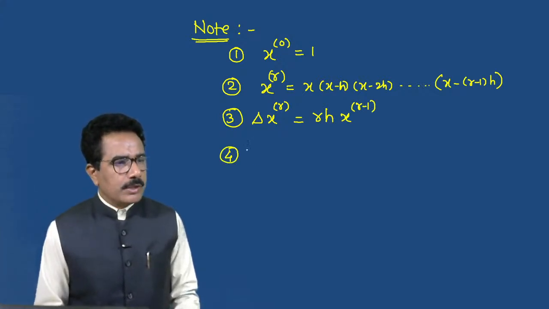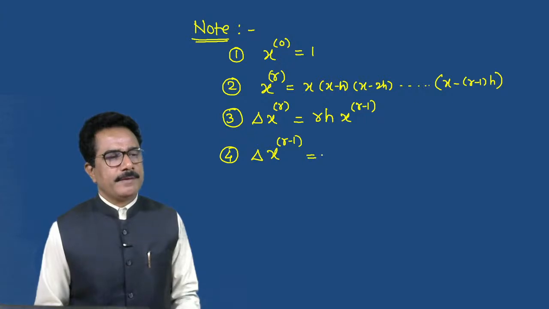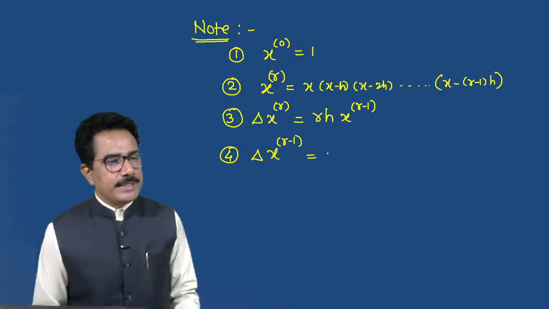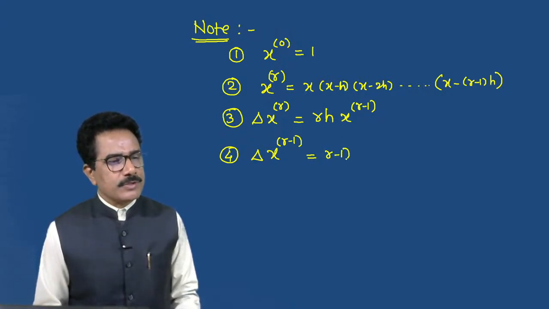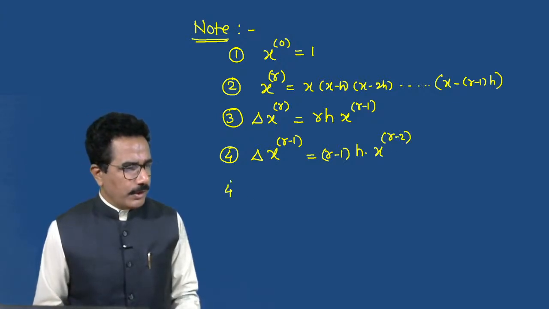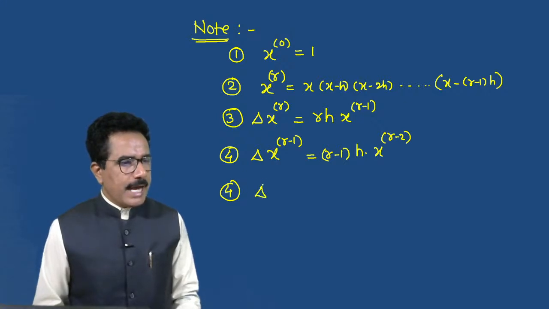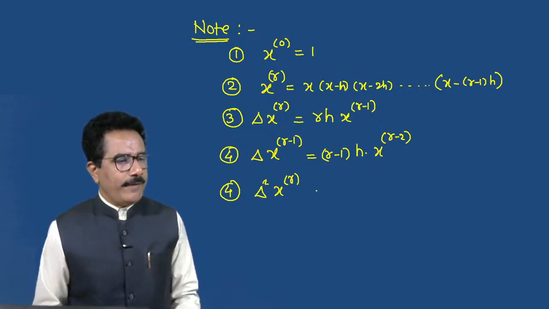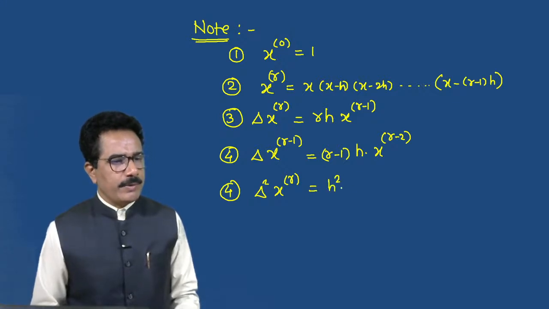आता फोर्थ नोट, डेल्टा x raised to r minus 1 असेल, तर जिथे जिथे r आहे ना तिथे r minus 1 ठेवा. मीन्स वी कॅन राईट r minus 1 into h into x to the power r minus 2. 4. Delta 2 x raised to r factorial means h square into r minus 1 x to the power r minus 2.